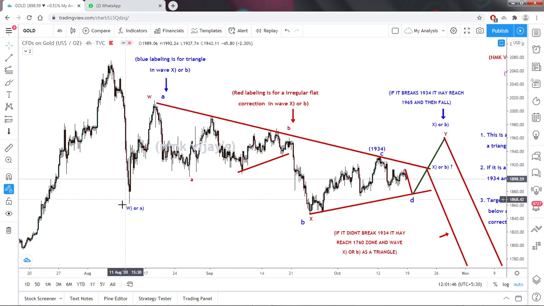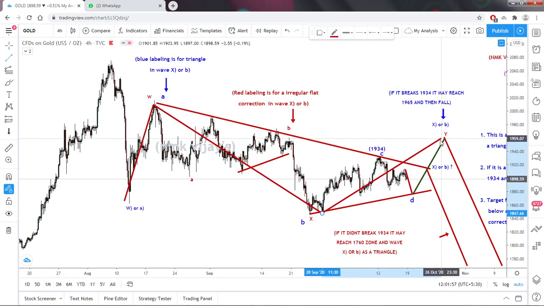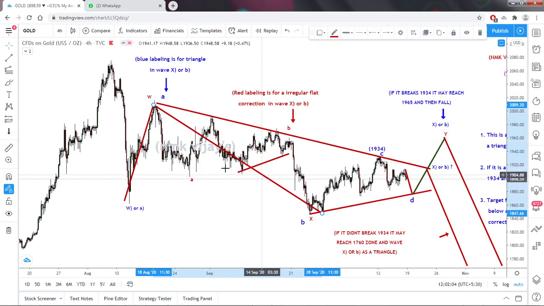In this, W, this is an X or B. That is why I will show you here. It's a B and C. So this is the one wave. For this impulsive, from here it has to come down. Okay, and I will delete this thing.